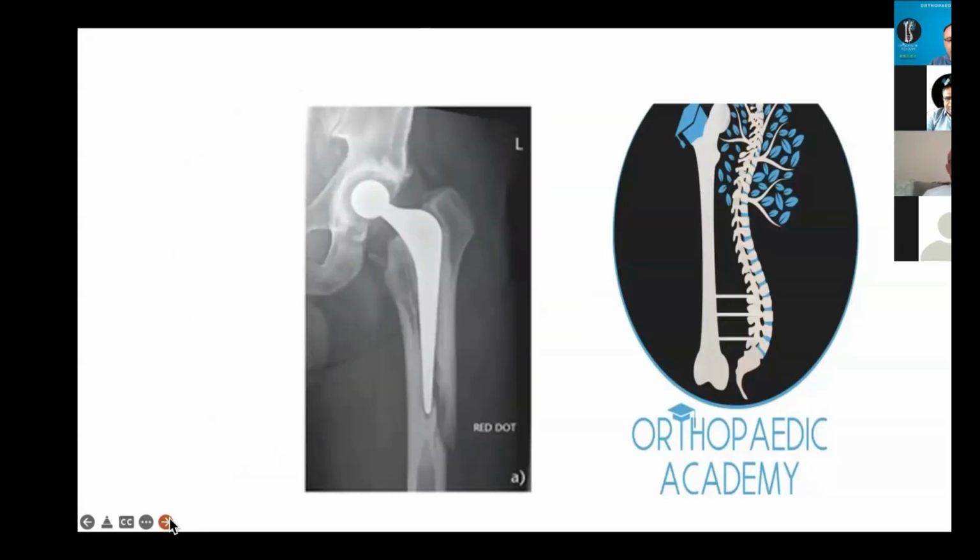A 78-year-old gentleman who fell down in the garden and sustained this injury. What can you see? An AP radiograph of the left hip showing a total hip replacement, all cemented, with a periprosthetic fracture, Vancouver type B.